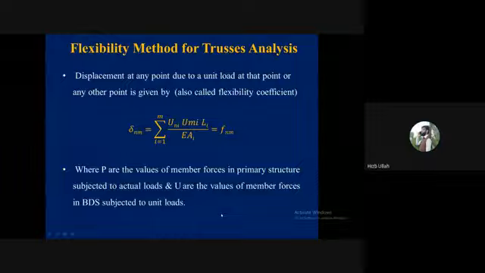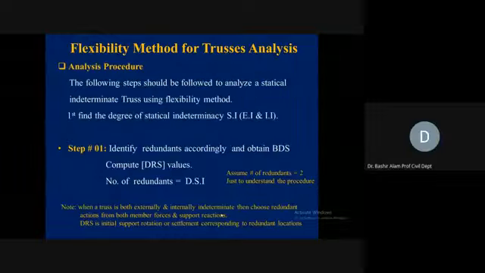Okay, now the analysis procedure. The analysis procedure is exactly the same as we did in case of the frames. The following steps should be followed to analyze a statically indeterminate truss using the flexibility method. First, find the degree of statical indeterminacy. So you find out the external indeterminacy and internal indeterminacy.